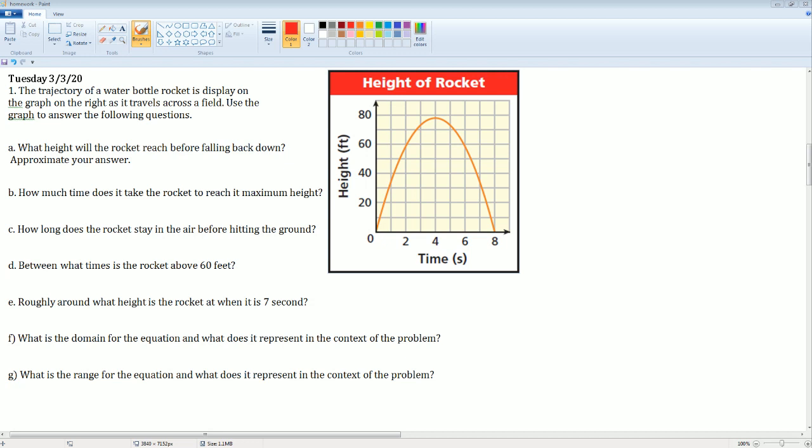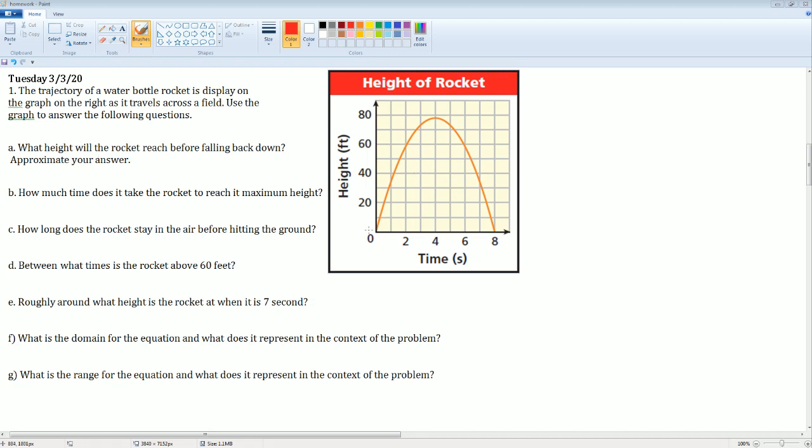It says the trajectory of a water bottle rocket is displayed on the graph on the right as it travels across the field. Use the graph to answer the following questions. Best part about this is you don't have to graph it. It's already given to you. The x-axis is already labeled for time. The y-axis is also already labeled for height for y. Very easy here. What height will the rocket reach before falling back down? What height will the rocket reach?